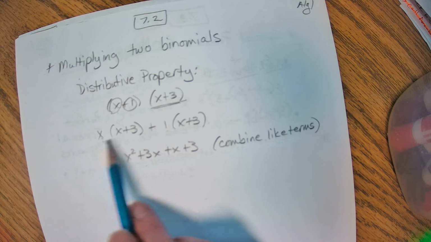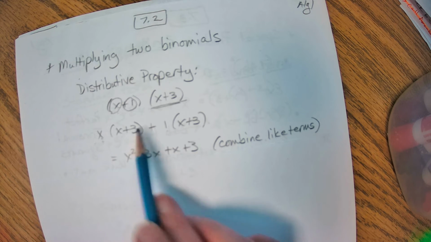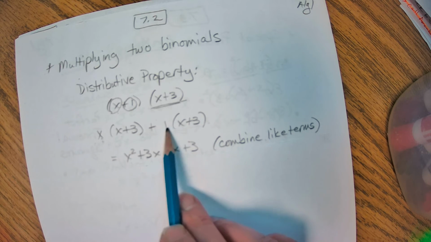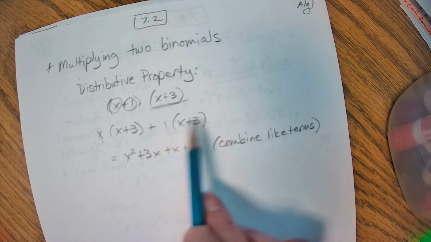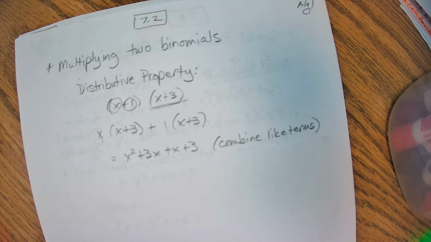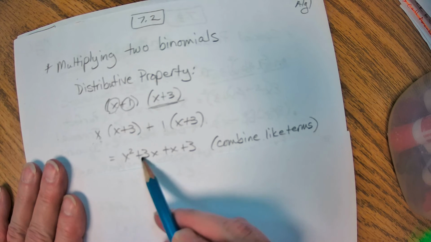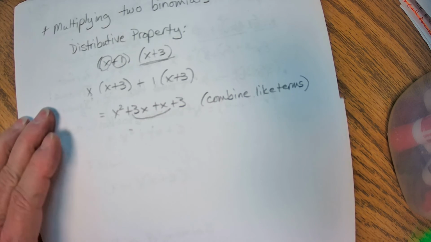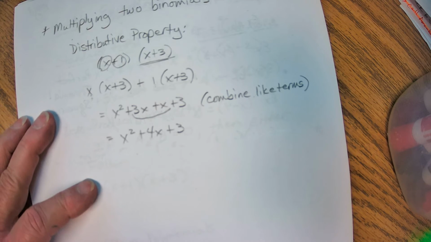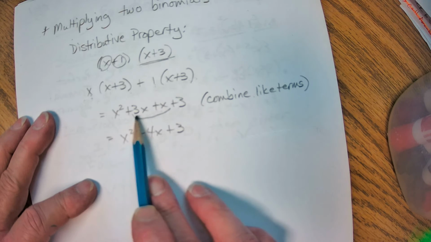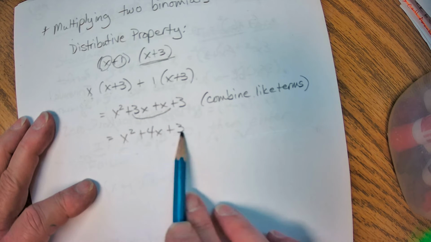So this would be x times x is x squared, x times 3 is positive 3x, 1 times x is x, 1 times 3 is 3, and then the next step is I would combine like terms. I can add those two things together. So this would be x squared plus 3x plus x is 4x plus 3.